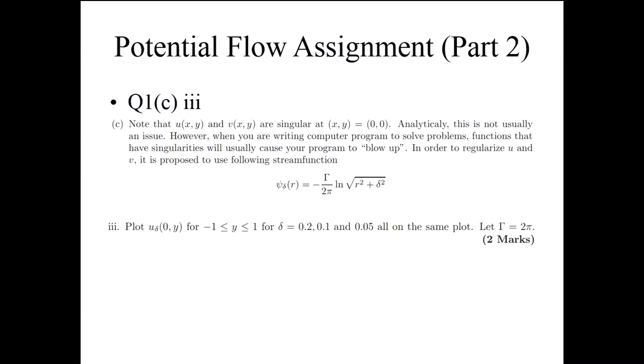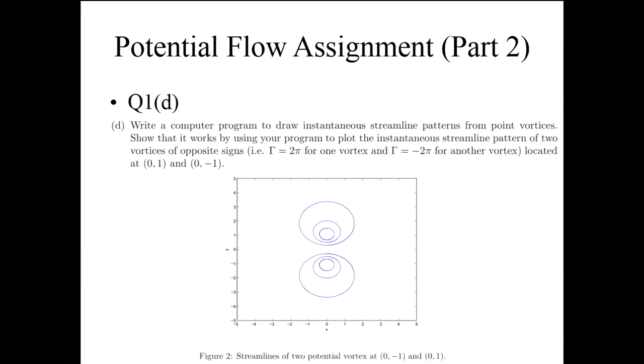It's just some figures, but if what you got from your code looks very different from these examples I'm going to show you, probably you want to have a look at your code again. So this is how it looks for Q1D. You should get something close to this. This one is just two point vortices at the prescribed locations, so it should be straightforward to get this one, I think.